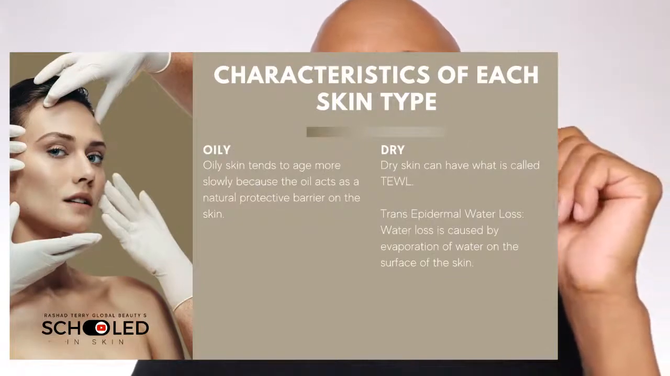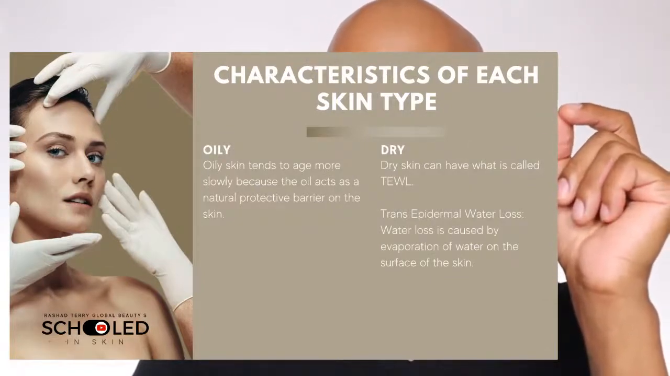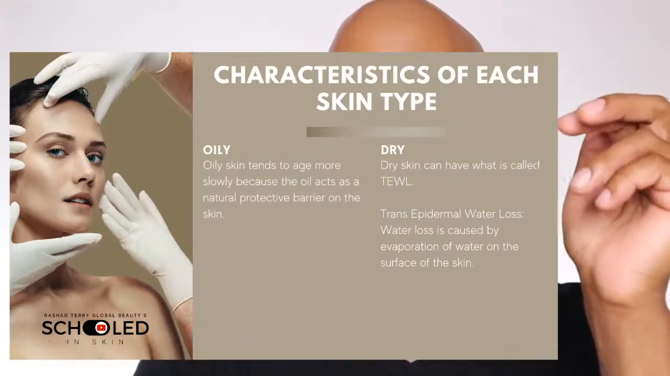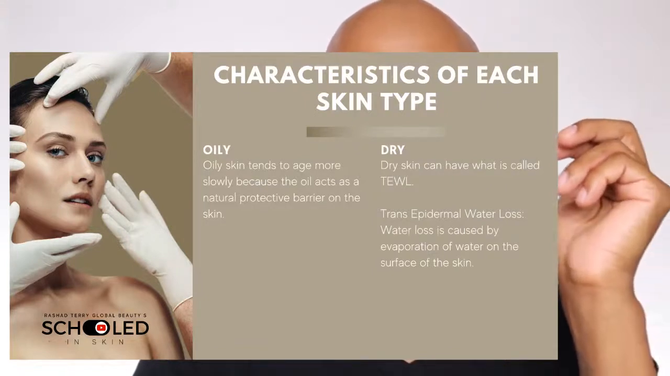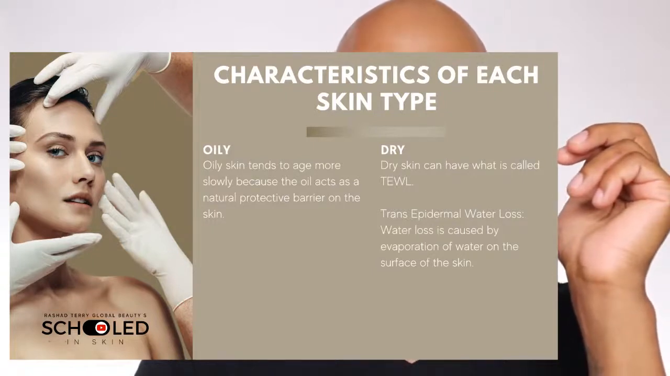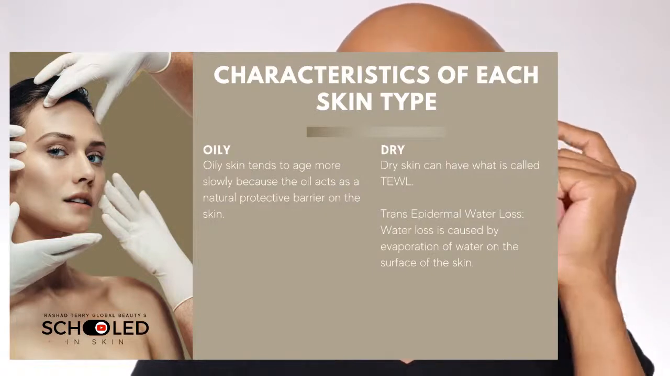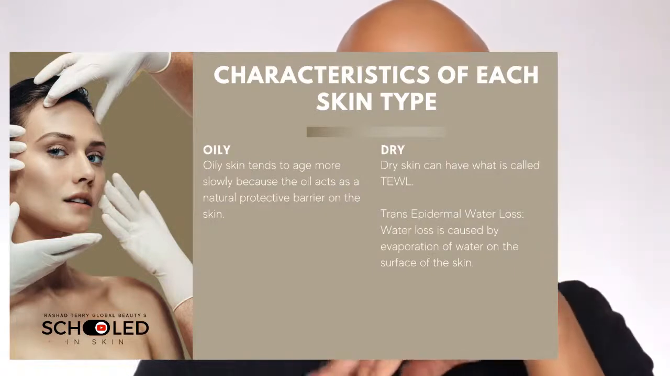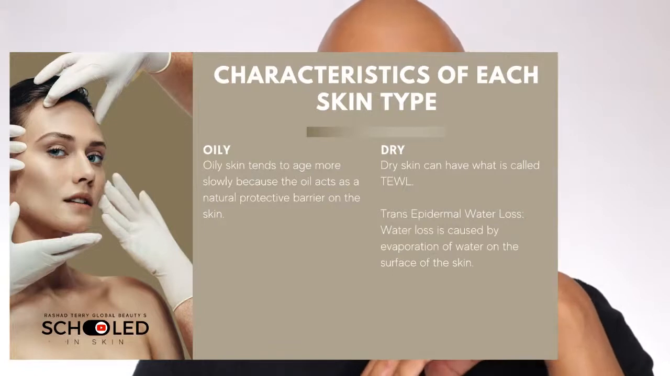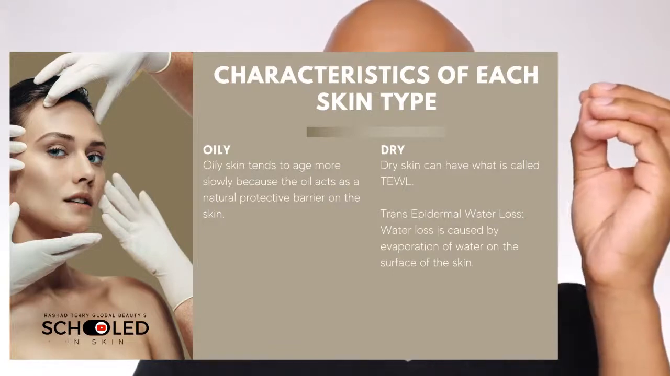And then finally, dry skin. Dry skin can tend to have what is called TEWL. I get oily on my nose. Come on, oily nose. That's just oil, because honestly, your nose, we'll talk about it later. But you get TEWL. This is called transepidermal water loss.